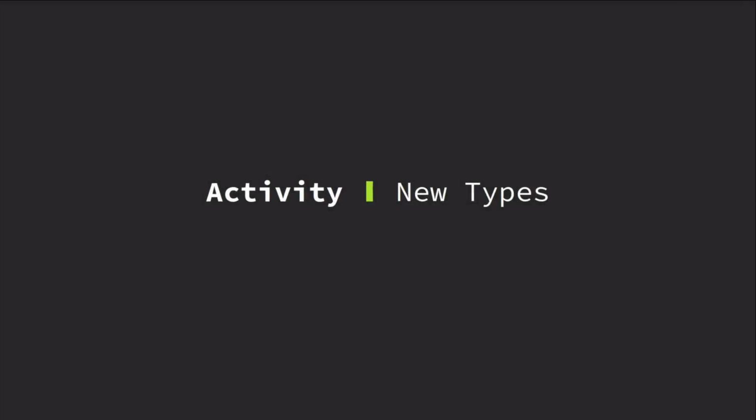In this activity, we'll be creating a program that utilizes new types. New types allow you to leverage the Rust type system in order to make your code more robust and easier to read. Once you're ready, open up Visual Studio Code and we'll get started.